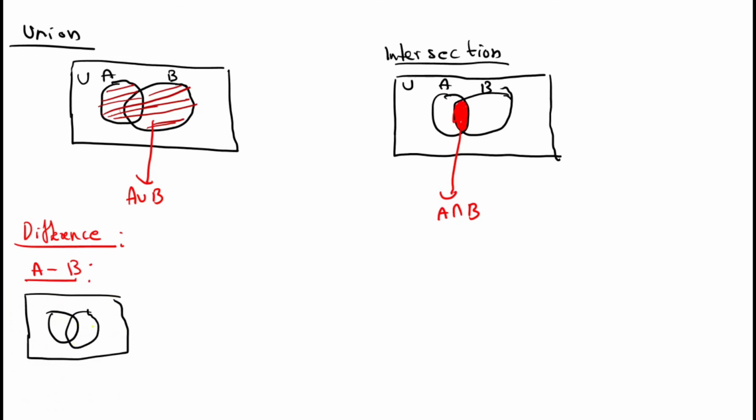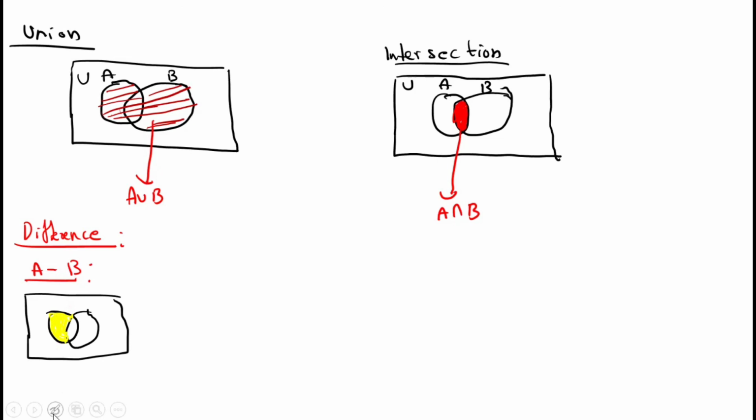Here see, this much part is B. Now see, if you shade this part, up to here, that gives A only. That means elements of A which are not in the given set B. This yellow shaded part represents A minus B.